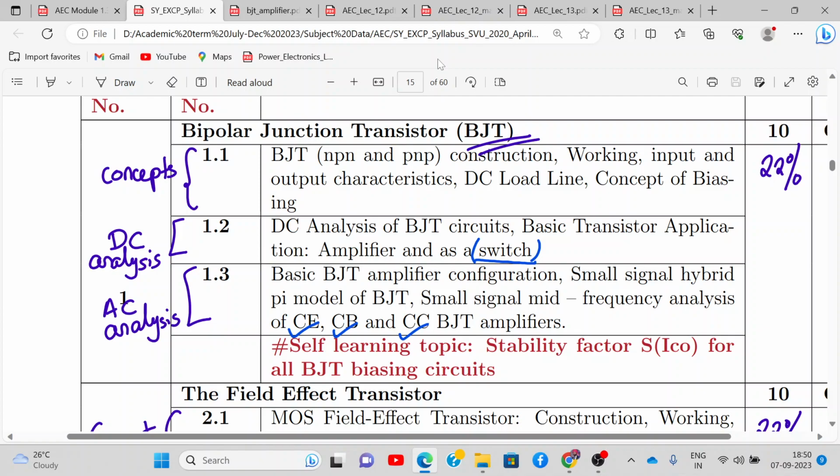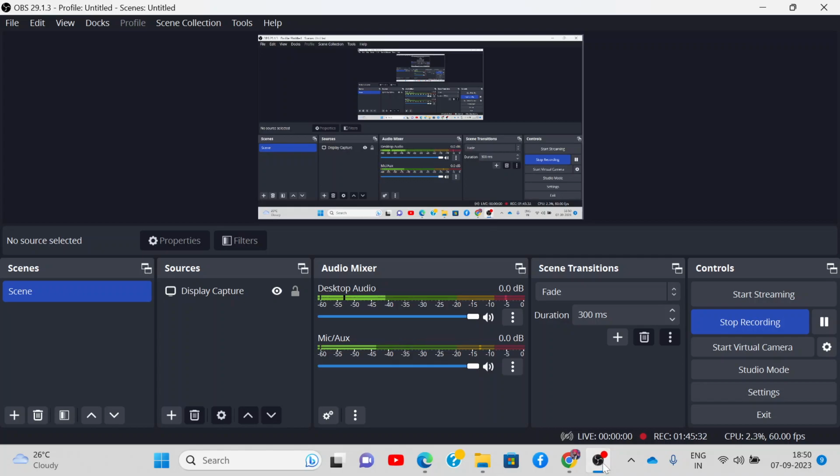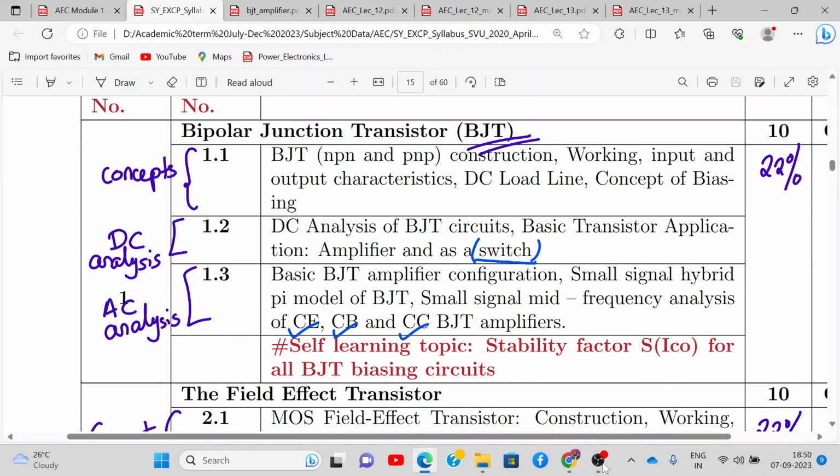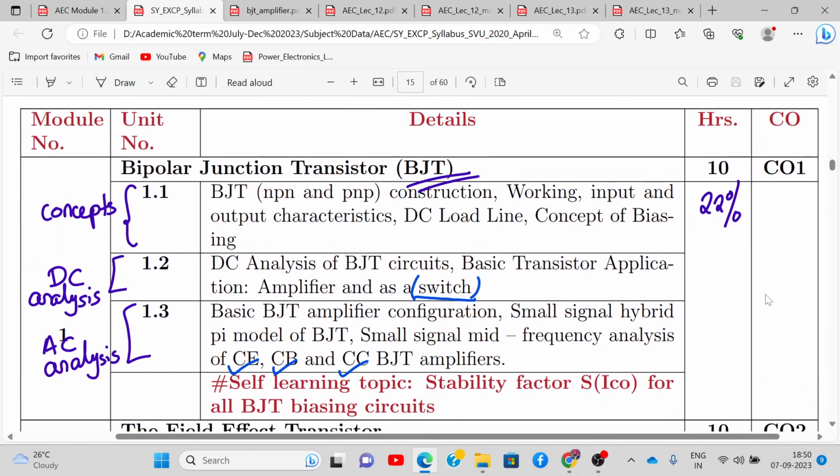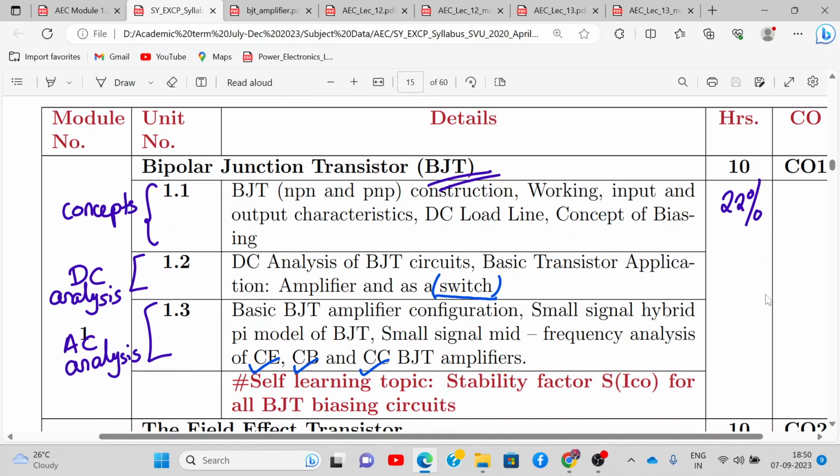Sir, what is the pattern of the paper? There is no such regular pattern. It's similar to what you have had in your earlier semester. Questions will be asked out of 10 marks, and one option will be there. So yeah.